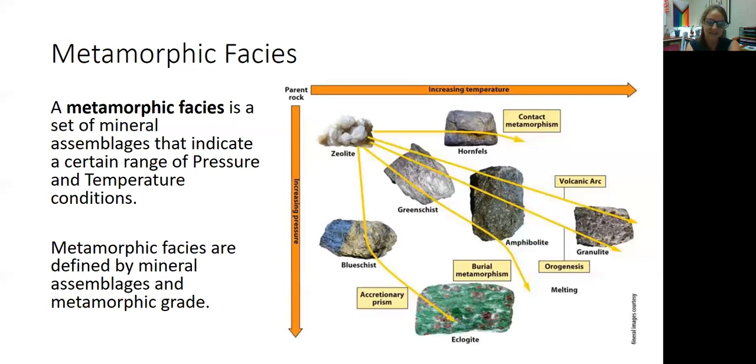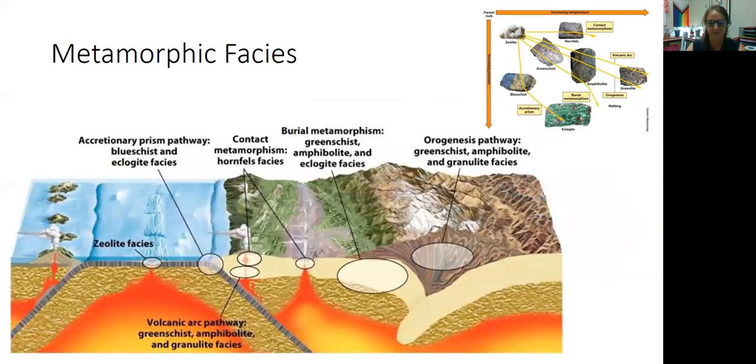All right, metamorphic facies, that's just a set of mineral assemblages, right? A group of minerals that all form together that indicate a range of pressure and temperature conditions. So for example, if we see a lot of hornfels, we know it's probably contact metamorphism. If we see a lot of eclogite, we know it's probably metamorphism due to deep burial. So these metamorphic facies let us understand what type of metamorphism we see and what type of environment that metamorphism had to have taken place in.